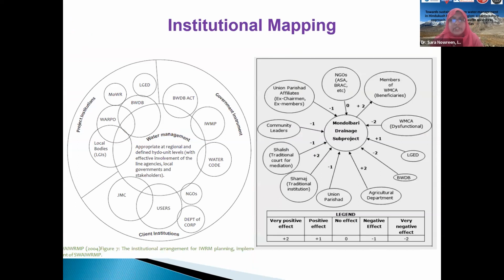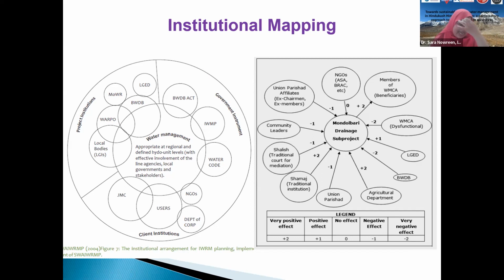Institutional mapping is nothing, it's just like a Venn diagram. You can make any kind of diagram which gives you the idea of the position of different institutions for that particular area. It does not have to be an organization. It can be institutions like the school.